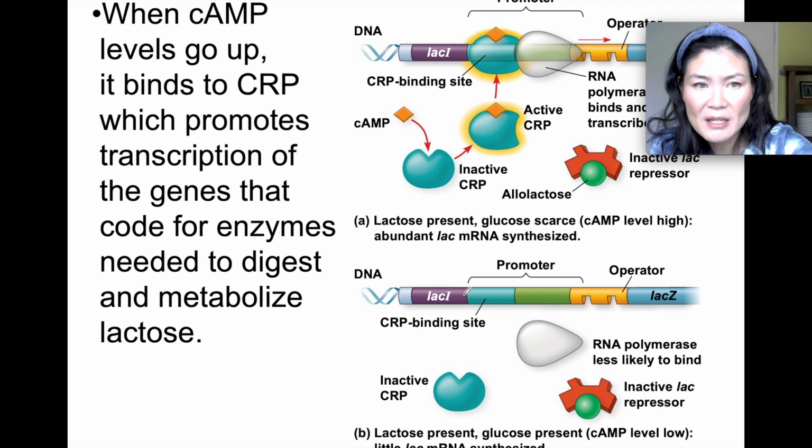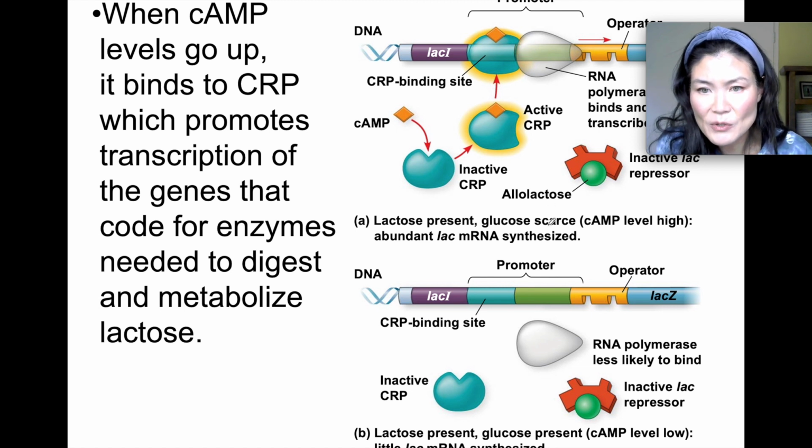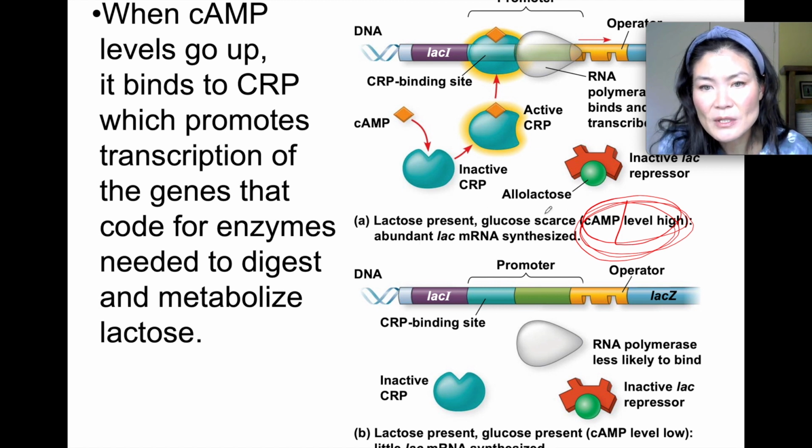So when cAMP levels go up, it's going to help transcription. cAMP levels are only high when glucose levels are scarce. Okay, when there's not a lot of glucose, then cAMP levels are high.